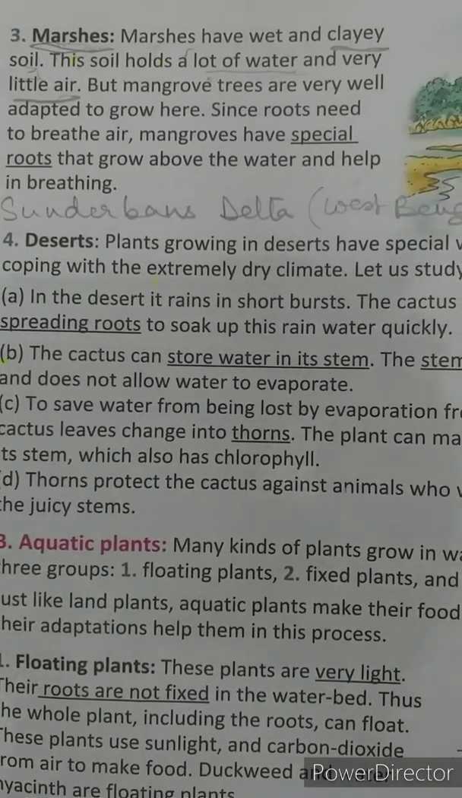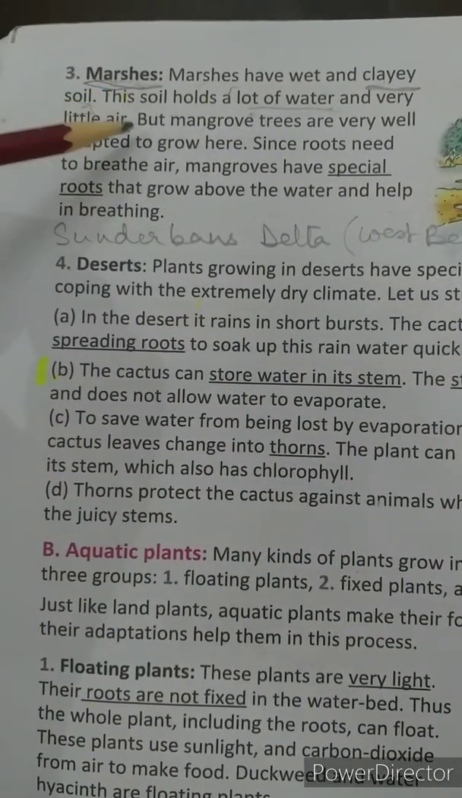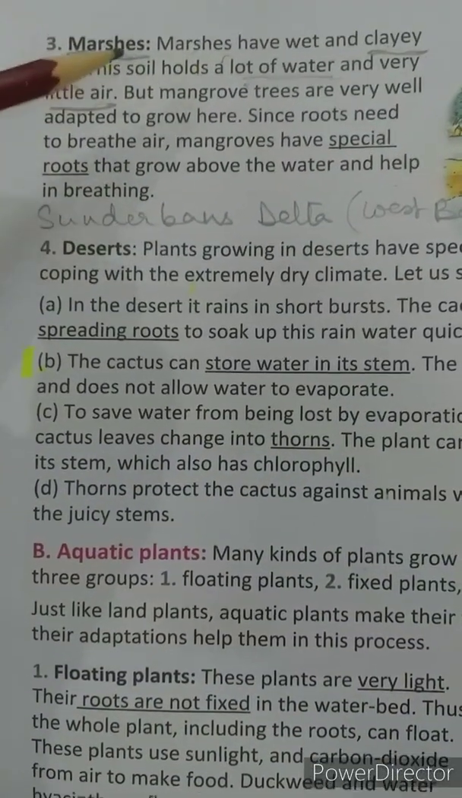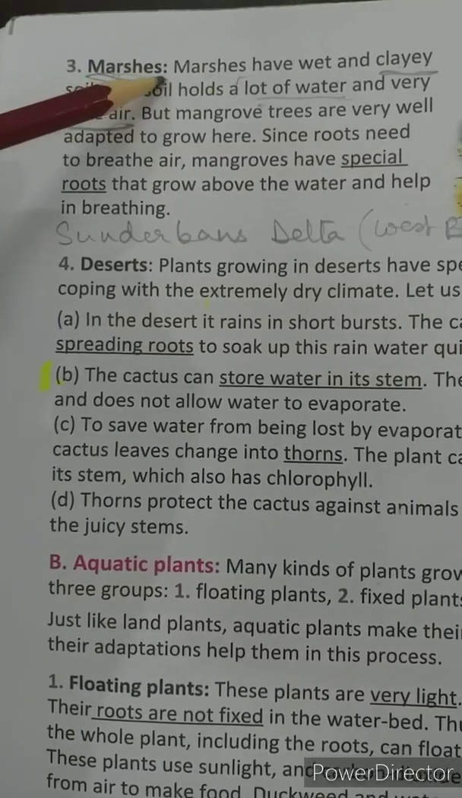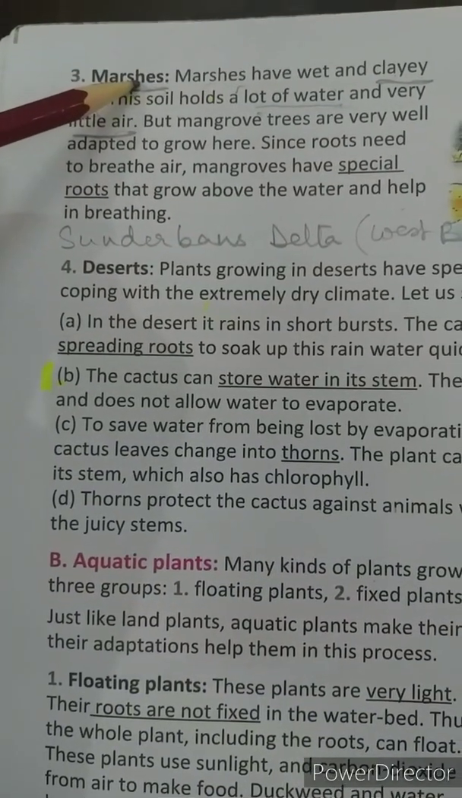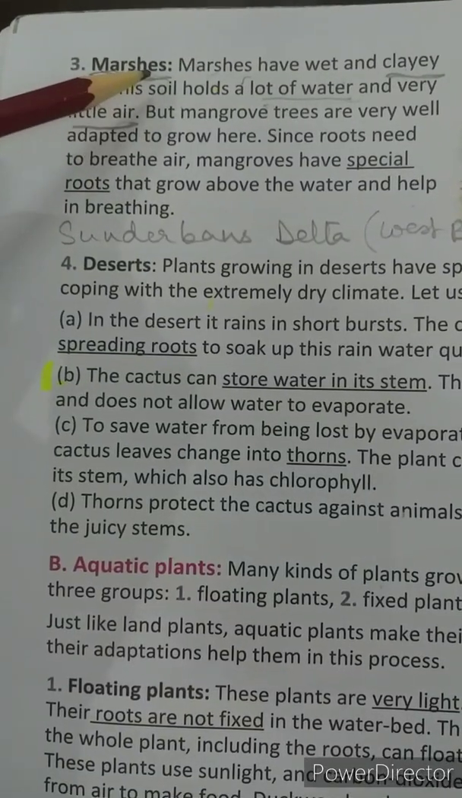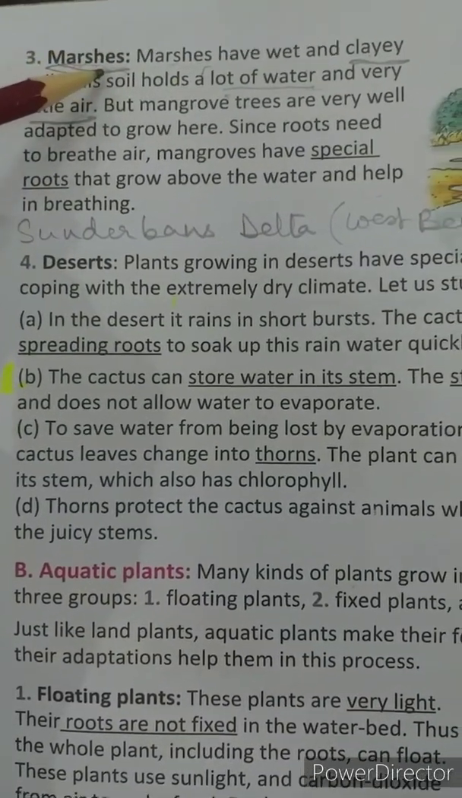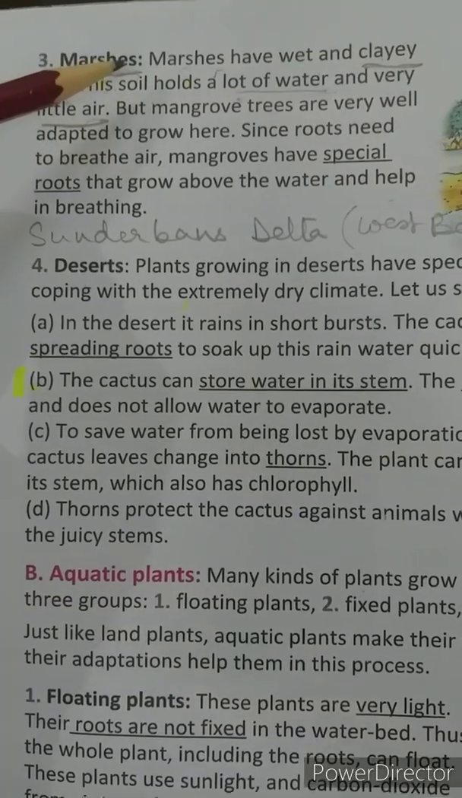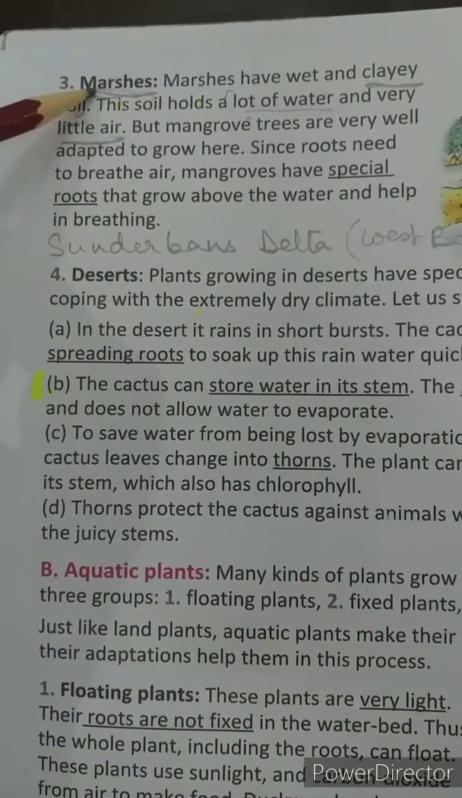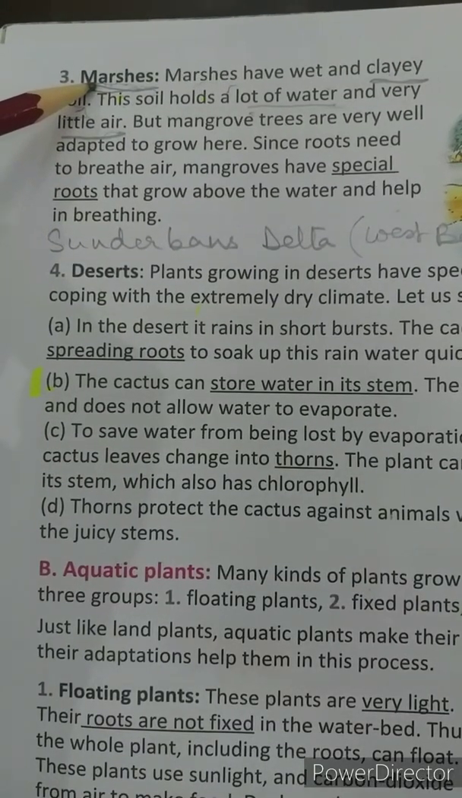Hello children. Today in this video I am going to explain to you about marshes and deserts. So before moving forward, let me tell you what marshes are. Marshes are actually wetlands, and these are found at the edges of lakes and streams. These lakes and streams are frequently flooded by nearby running bodies of water.